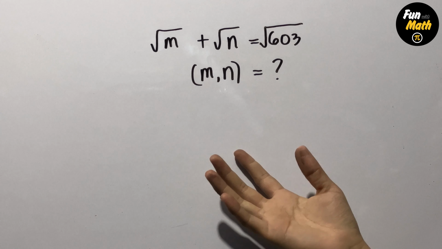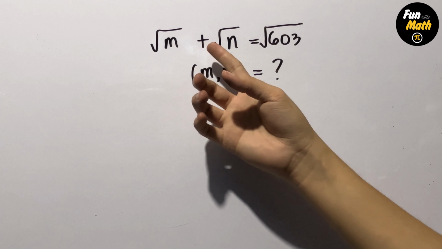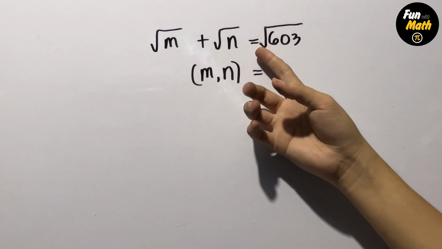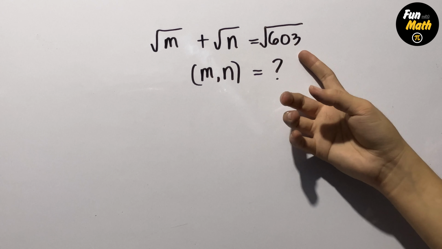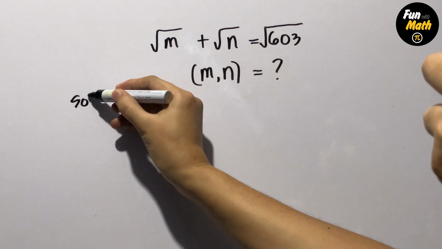In this video, we are going to solve this problem. Square root of m plus square root of n is equal to square root of 603. Let's find m and n. So here's the solution.